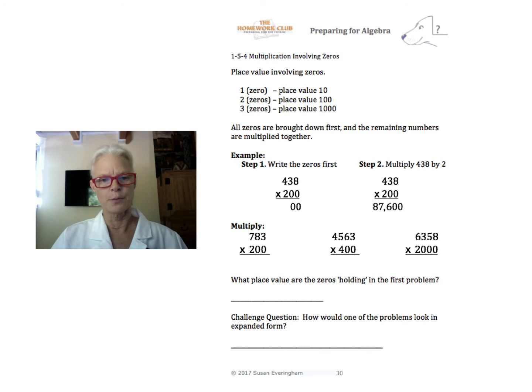I want you to do the same process on the next 3 problems and then answer these 2 questions. What place value are the zeros holding in the first problem? This one right here, the very first one. And challenge question, how would one of the problems look in expanded form? So take any of them and use expanded form like we did in the previous page. Okay.